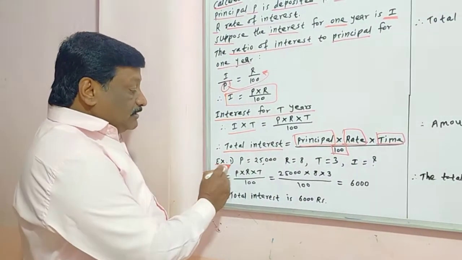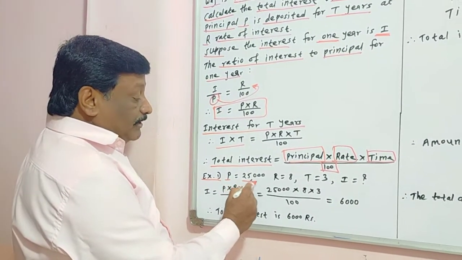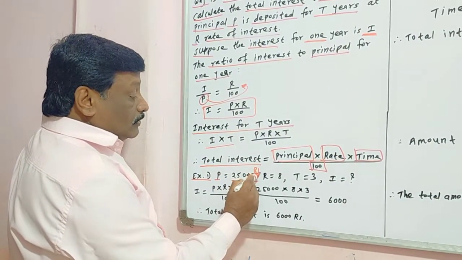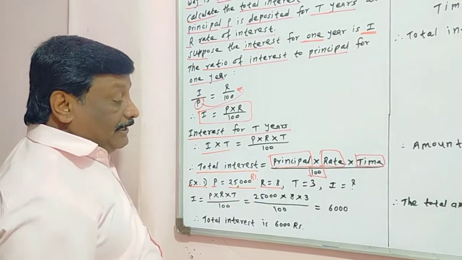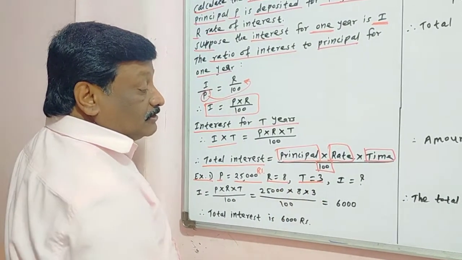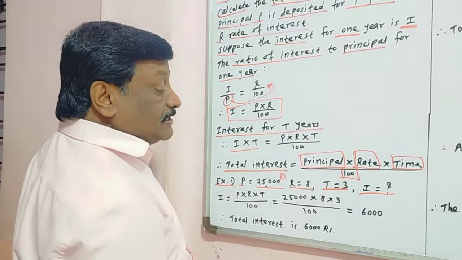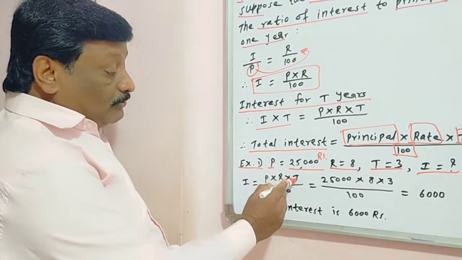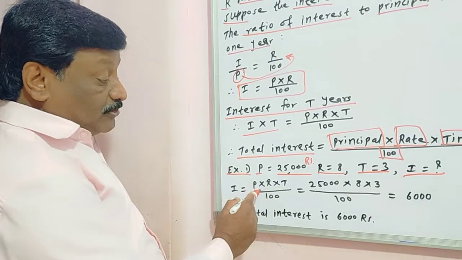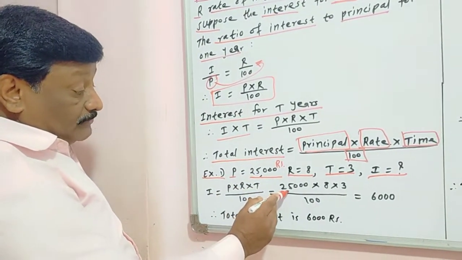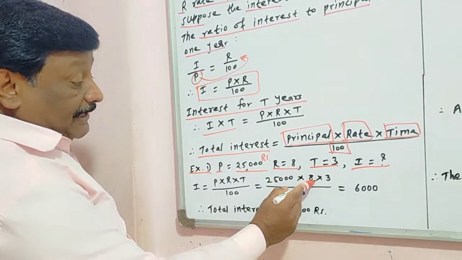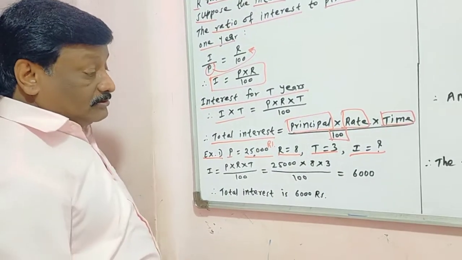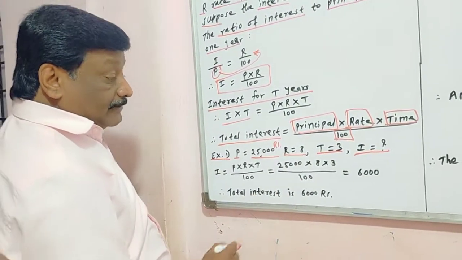One example is here. Principal is 25,000 rupees, rate is 8, time is 3 years. Find out simple interest I. Now the formula is I equal to P into R into T upon 100, and substituting values, P is 25,000 into rate 8 into time 3 upon 100.